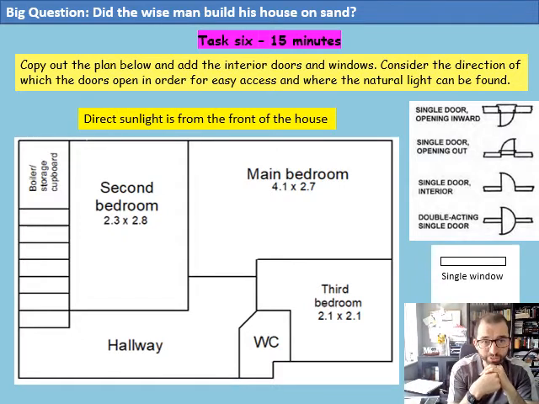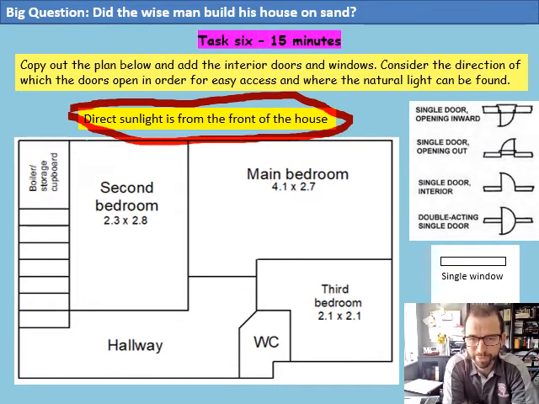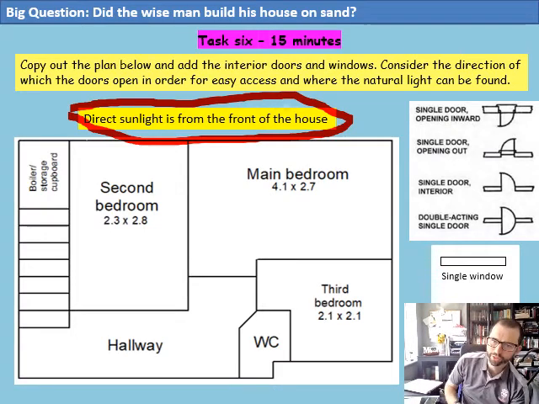So what I'd like you to now do is copy out the plan below, add the interior doors and the windows. Okay, consider the direction in which the doors will open in order to have easy access and where the natural light can be found. So as it's highlighted here, just draw a circle. Direct sunlight comes from the front of the house, and the front of the house is where the area I've just circled. So make sure you consider where the sunlight's coming from. Okay, for most of the sunlight anyway.